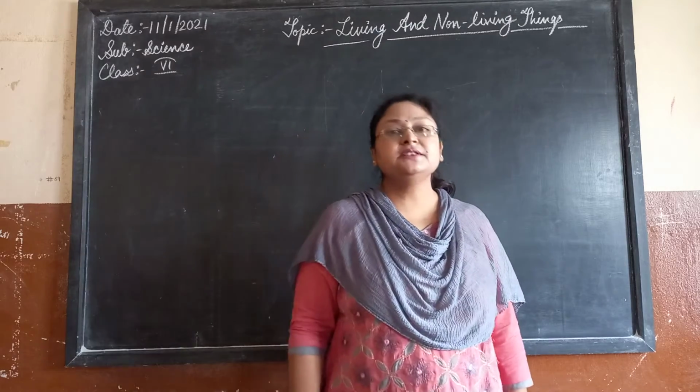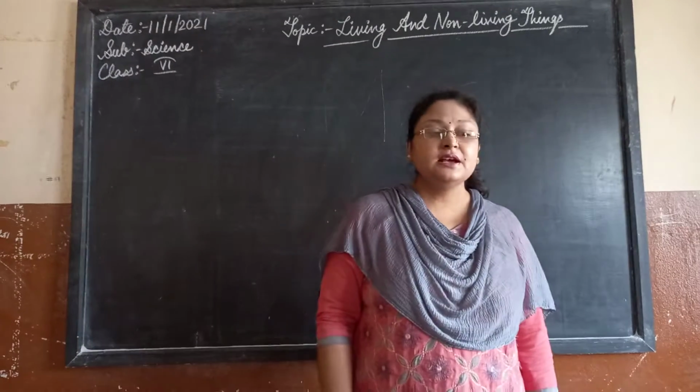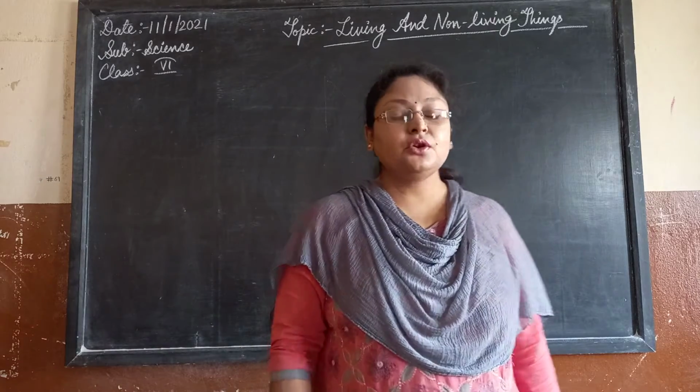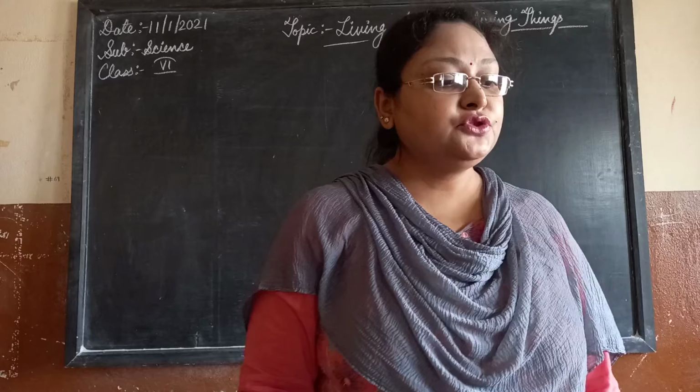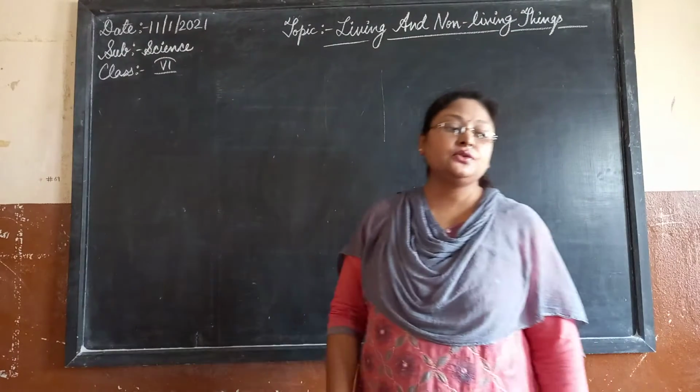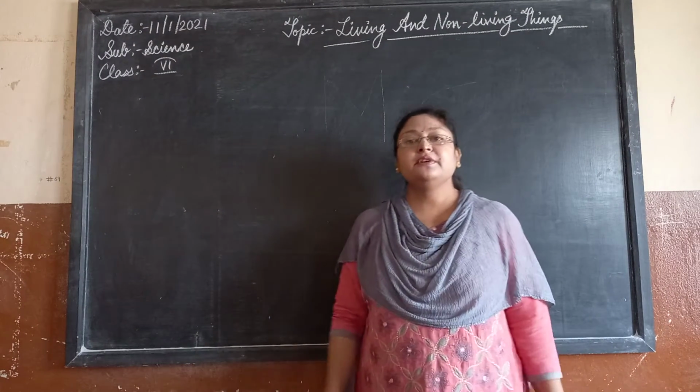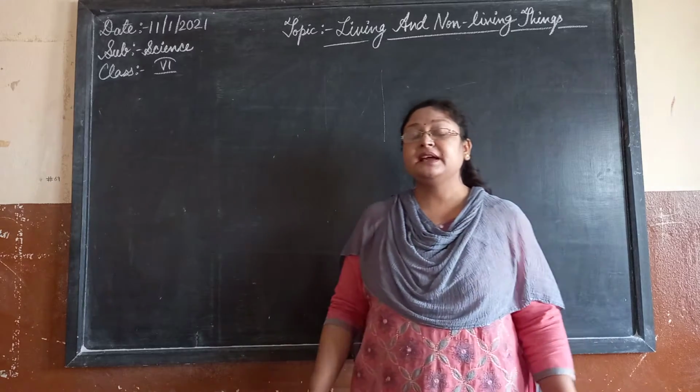Today we are going to start a new chapter of class 6 science. This chapter is called Living and Non-living Things. This is chapter number 7, and we will learn what living and non-living things are. Children, you are very well aware of which things are living and non-living.